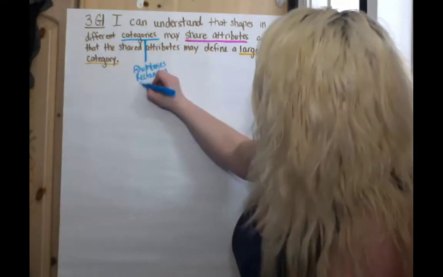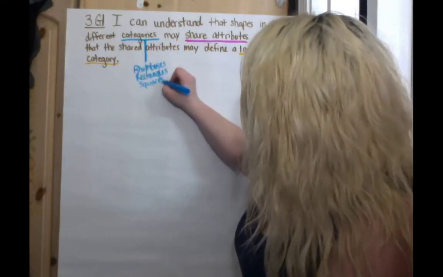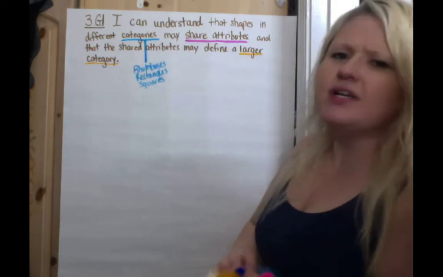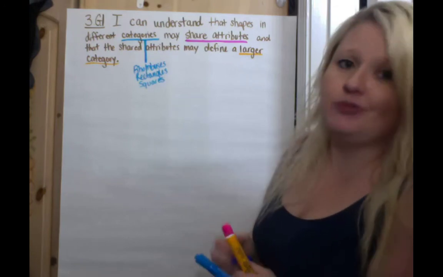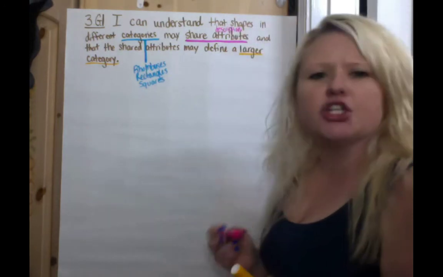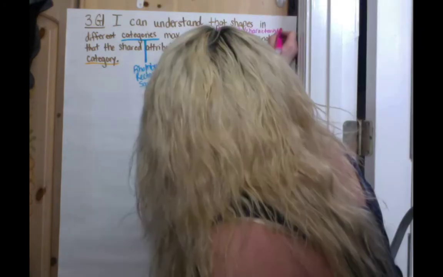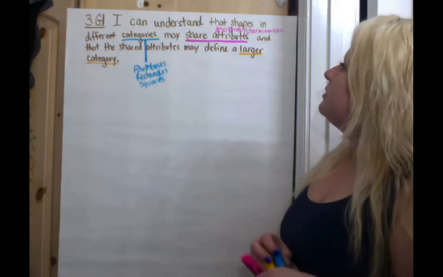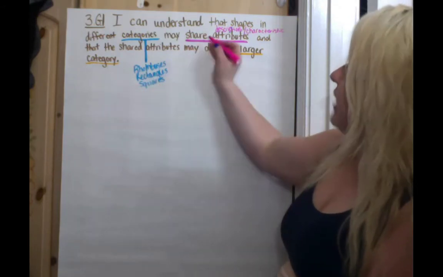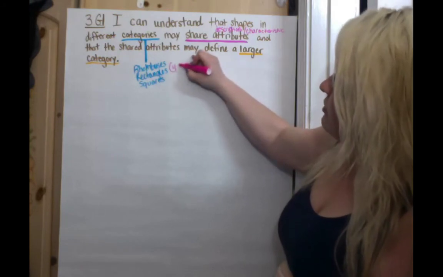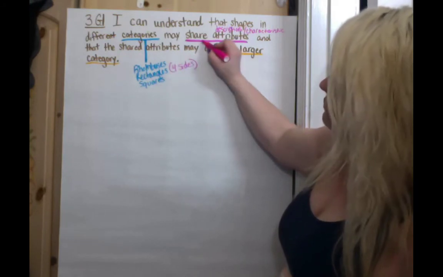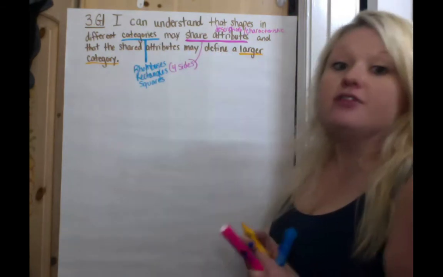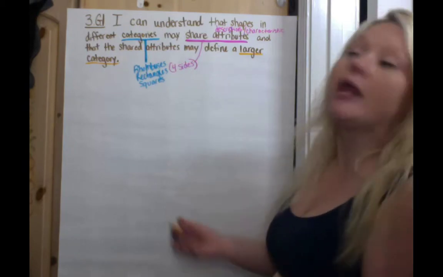Rhombuses, rectangles, and squares. Those different categories may share attributes. And what does that mean, sharing attributes? Well, attributes is another name for a description or a characteristic. The shared attributes, for example, would be them all having four sides. Define a larger category. The larger category in this instance is talking about quadrilaterals.